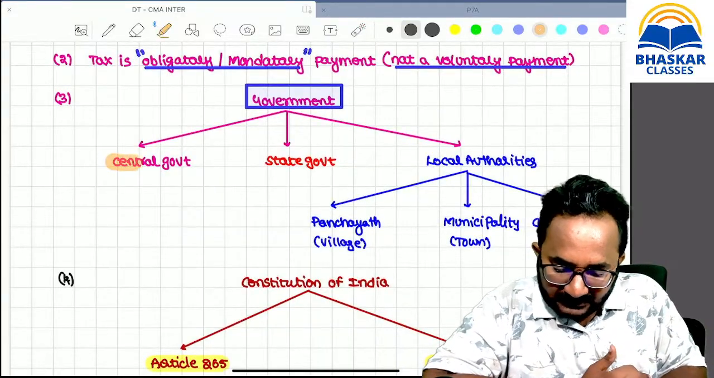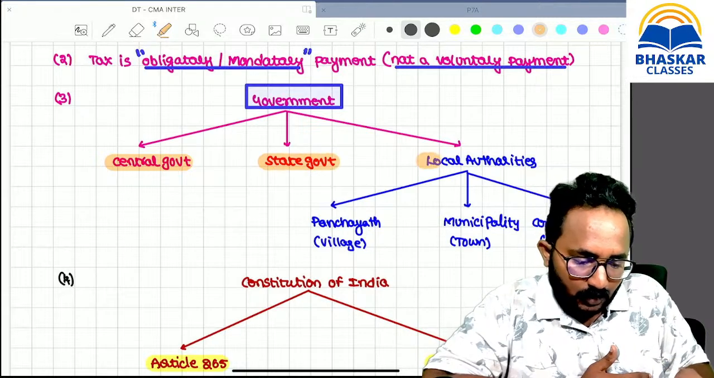Yes, government means central government, state government, and local authorities.